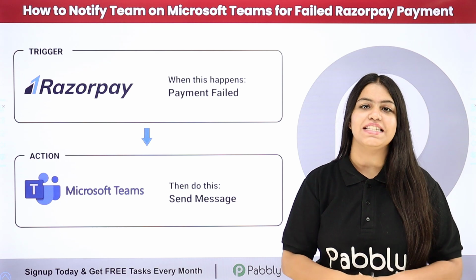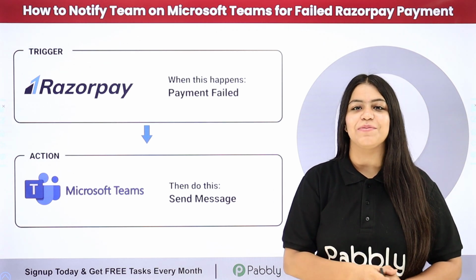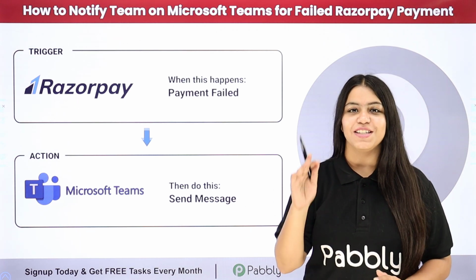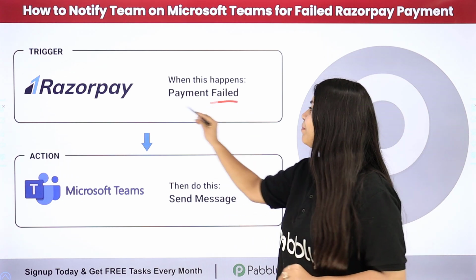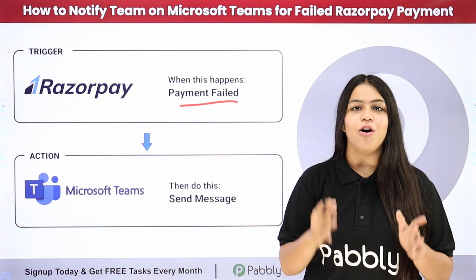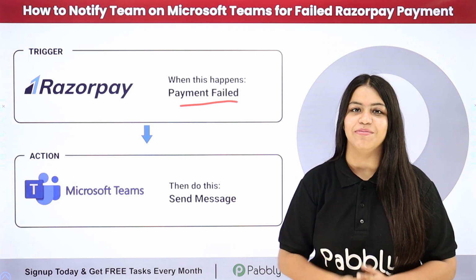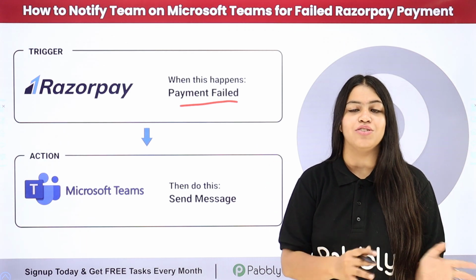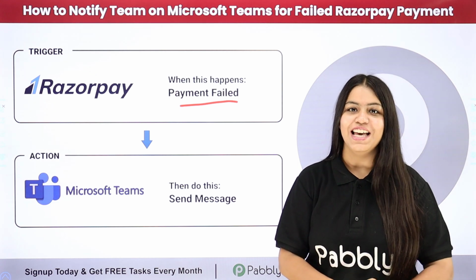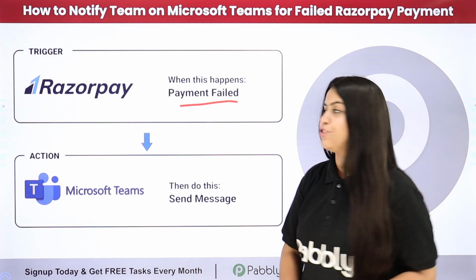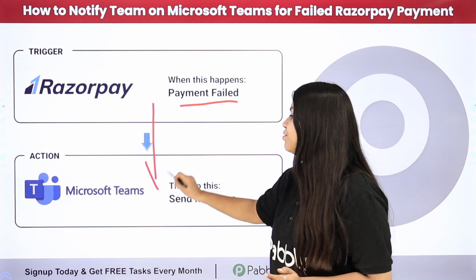In this video we are going to understand how to notify team on Microsoft Teams for failed Razorpay payment. So over here I'm running a skincare company and we use Razorpay to sell our products online. Now what I want is that as soon as a new payment fails in my Razorpay, my team on Microsoft Teams should be notified automatically so that they can follow up with the potential customer more efficiently. To do this, we are going to create a connection between Razorpay and Microsoft Teams.